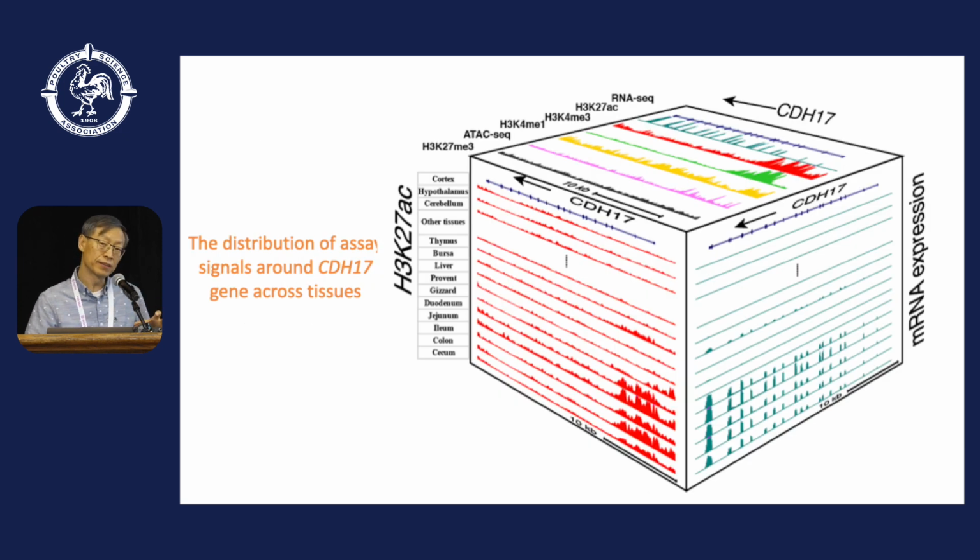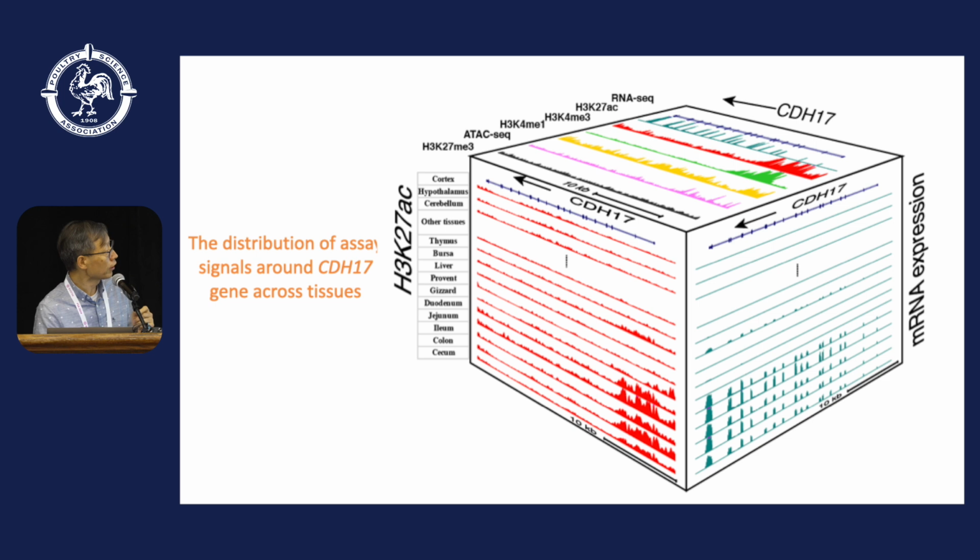So here, just to give an example of how we annotate all of these, this is CDH17. This gene is only highly expressed in gut tissues, not in any other tissues. This shows the messenger RNA gene expression, and you will see all the gut tissues have peaks. Then we look at H3K27 acetylation, which marks active enhancers. You can see only those gut tissues have peaks, not any other tissues.